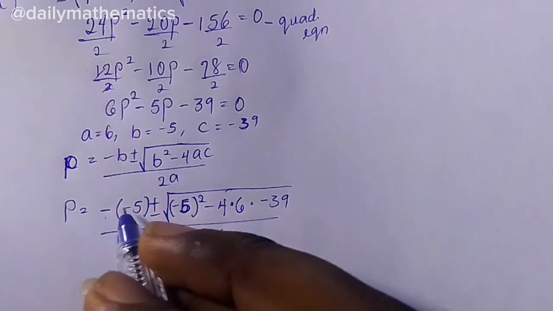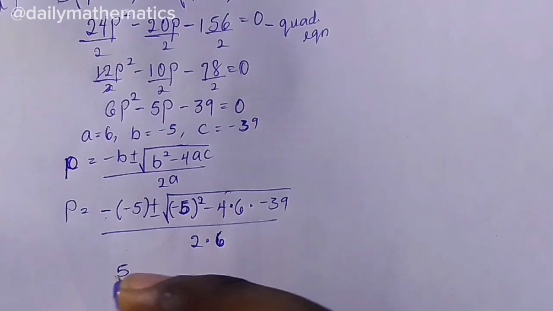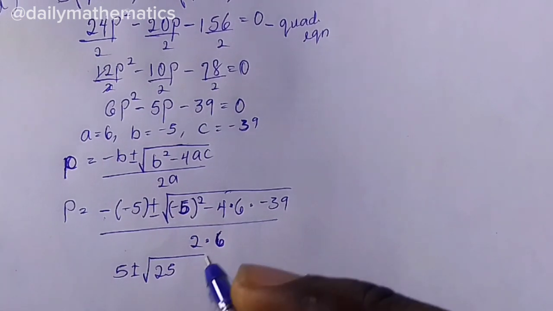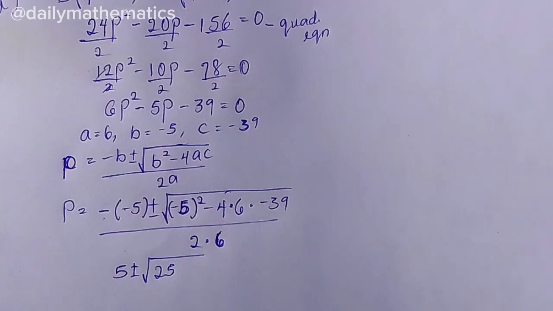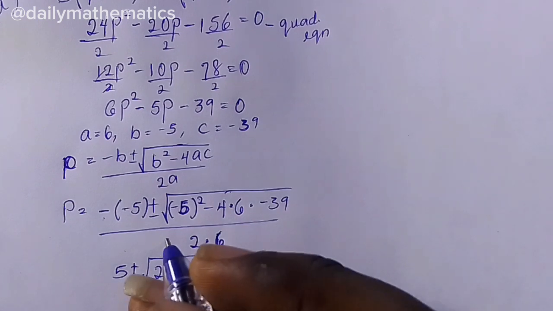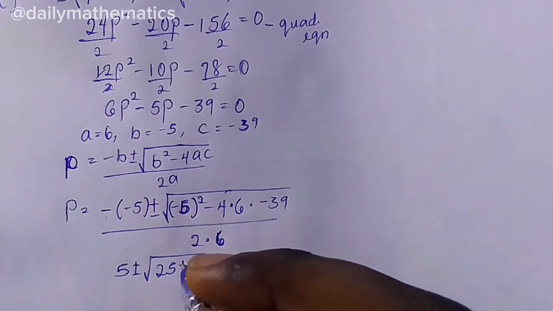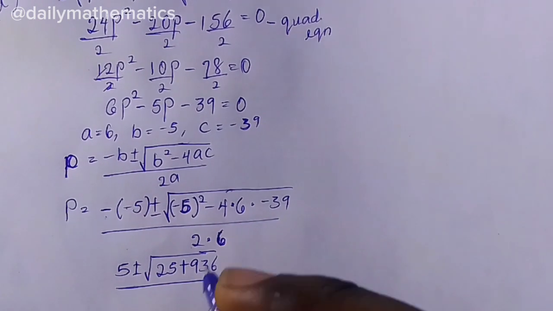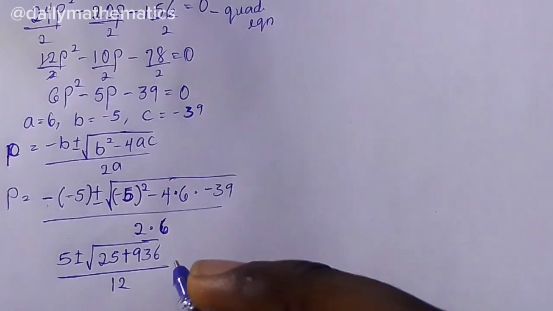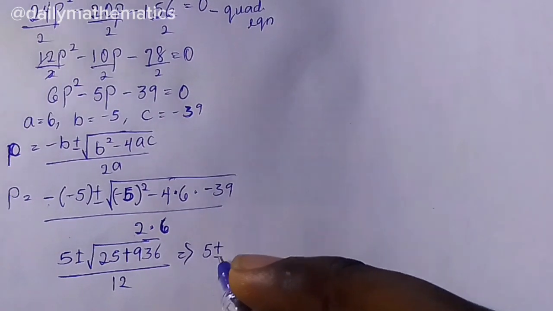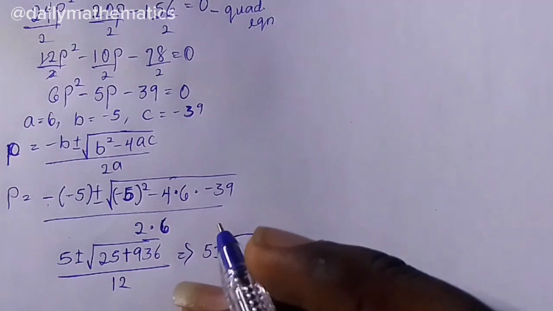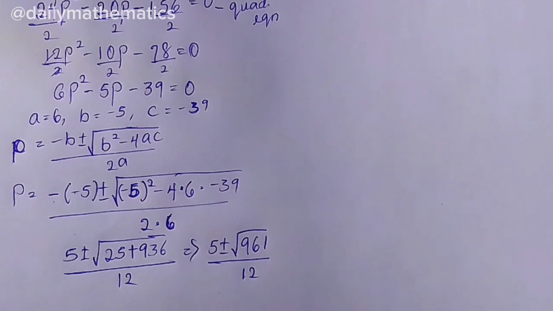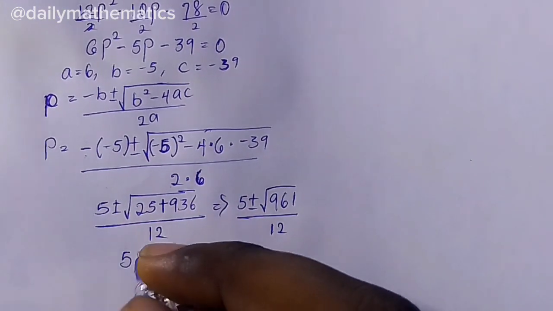Alright, so the next thing we're going to do, minus multiplied by minus is giving us plus, that is 5, plus or minus square root. Minus 5 squared is 25, then minus 4 times 6 times minus 39 is going to give us plus 936, over 2 times 6 will give us 12, and then what do we have? We'll have 5 plus or minus square root. 936 plus 25 is giving us 961, and then we have over 12.